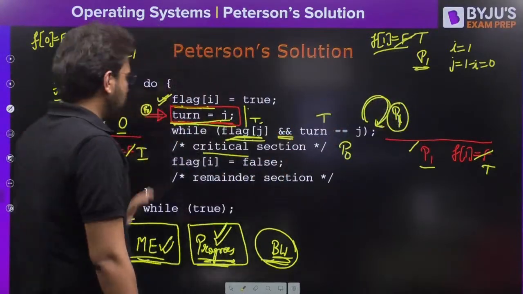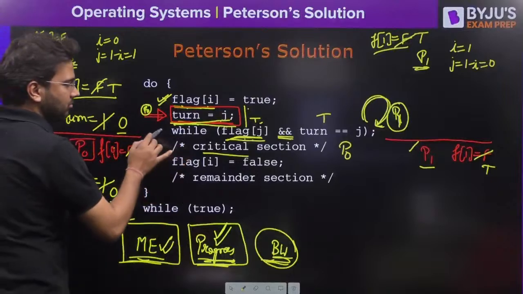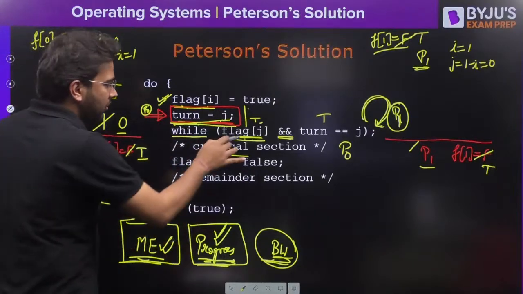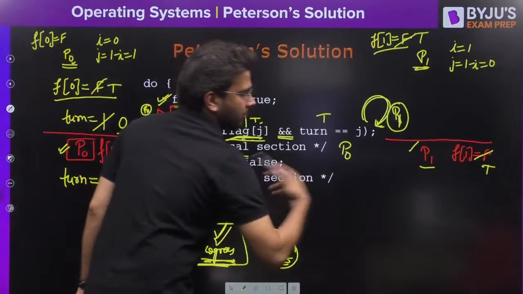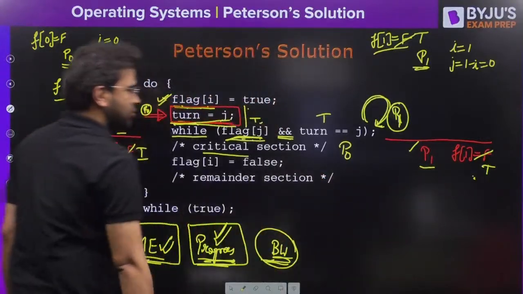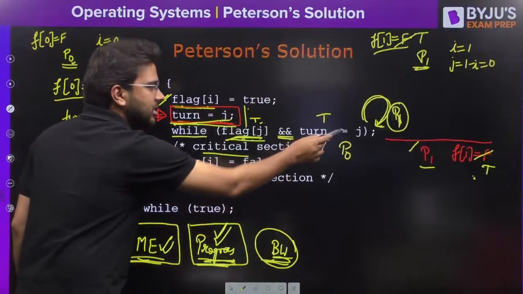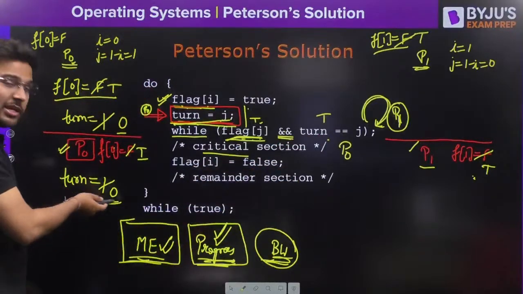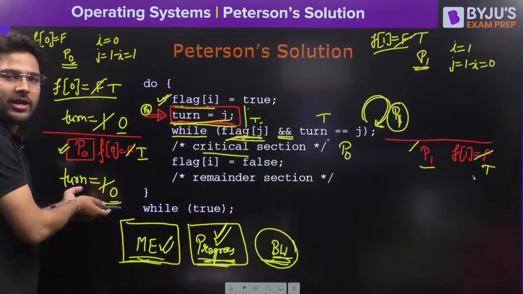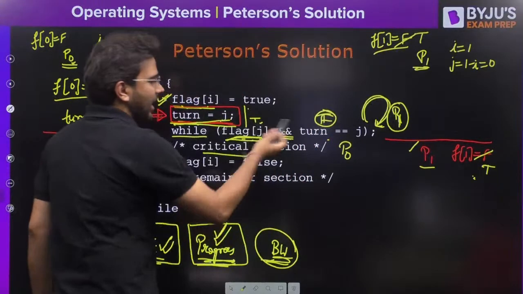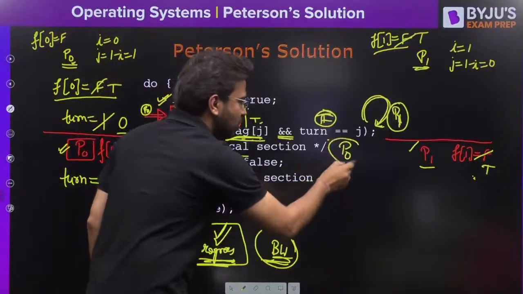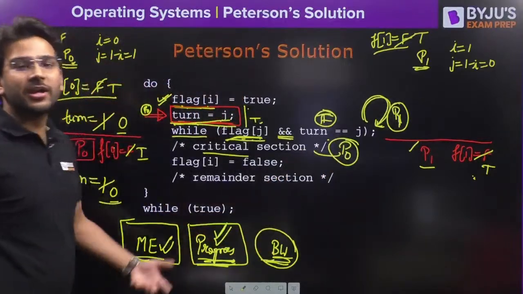Let's come back to P0. For P0, it will be executing this while loop now. Flag of j, yes, it is true, because for P0, j is this one, right? Fine, it is true. Turn is equal to j? No, turn is equal to i here, because for P0, i is 0. So turn is equal to 0 here. This is going to become false. Any of the condition is false, so P0 will be accessing the critical section.